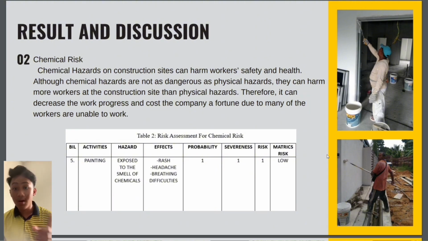So we found just one activity that we can include in the chemical risk. So the first is painting. As you know, when they are painting, the worker is supposed to smell a chemical, for example, the chemical like thinner. So the effects can be rash, headaches, and difficulty breathing. So that's all for me.